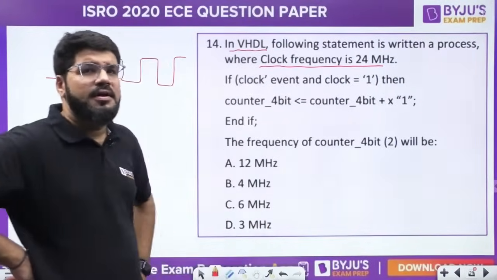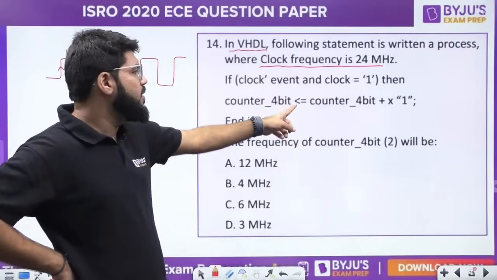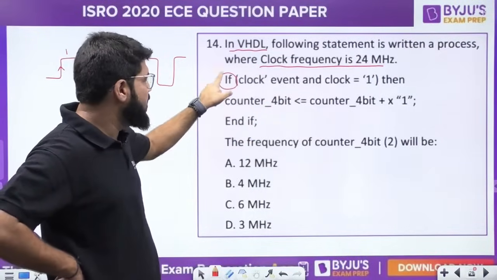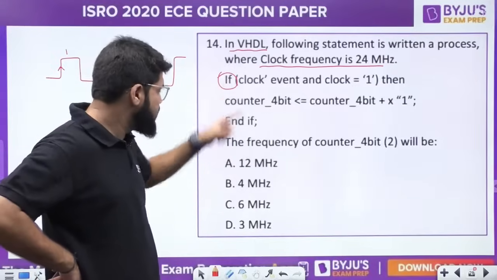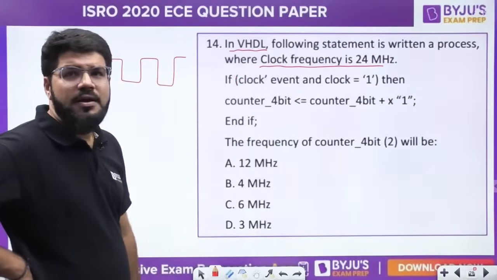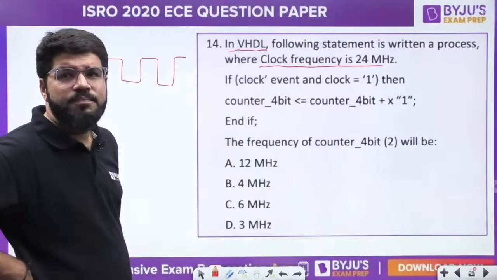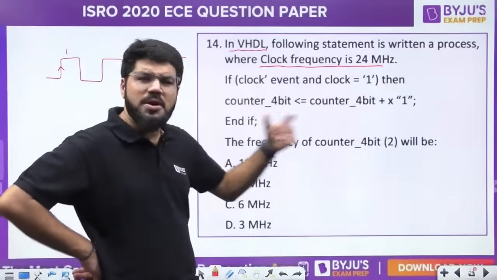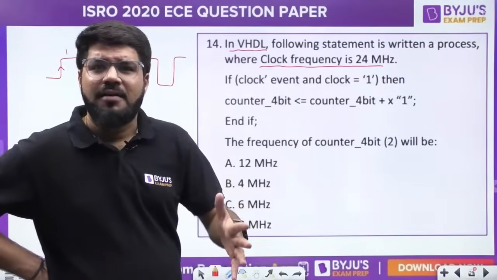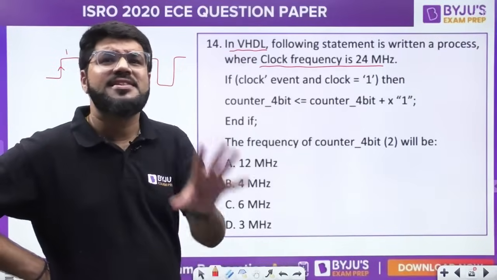Right? Whenever this event happens, keep doing this. End if, end this particular if block. End if means this particular block. Is that okay, everybody? So you know how to create the loops and the counter. By logic, you should be able to solve the question that this is a 4-bit counter.